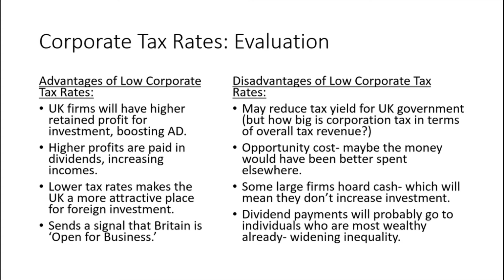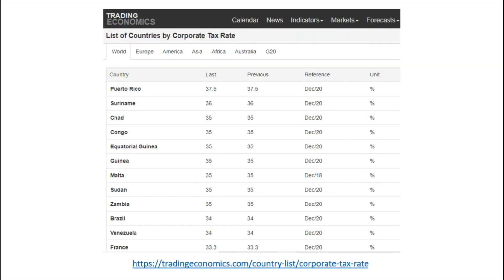Some large firms might also hoard cash, which means that they don't necessarily increase their investment. And dividend payments will probably go to the individuals who are the most wealthy already, therefore widening inequality. If you're interested, you can also see this list from Trading Economics, which shows corporate tax rates across the world.